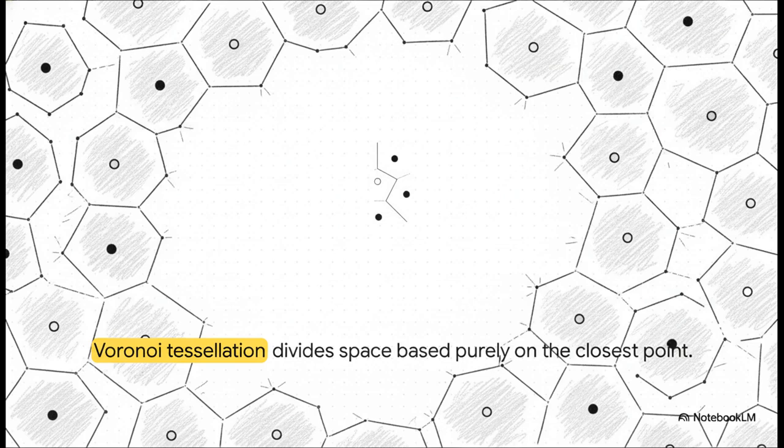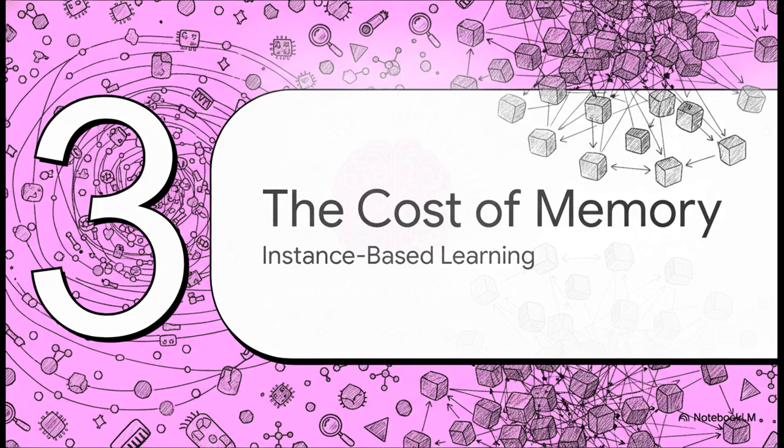It is a fascinating visual representation of just how rigidly the algorithm can carve up a decision space when it strictly copies the single closest past example. Section 3, the cost of memory.